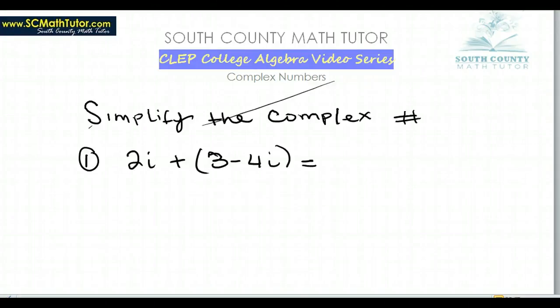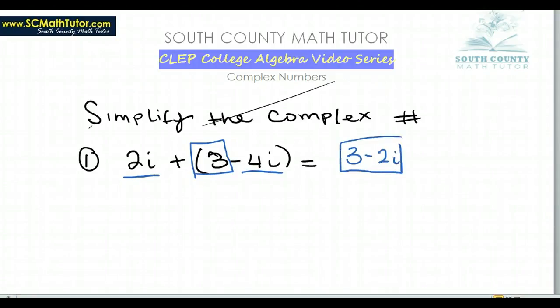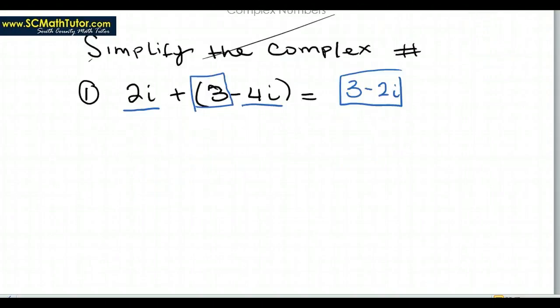Okay, so first things first, let's put the reals together. The only real we have is 3, so 3. Now for the imaginary number, you have 2i minus 4i. 2 minus 4, that's a negative 2i. So it's just like combining like terms. I'm not going to do too many examples of these because if you can combine like terms, you can add and subtract complex numbers.